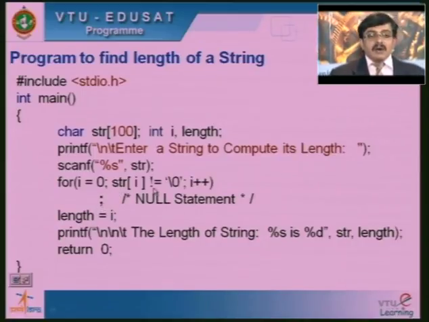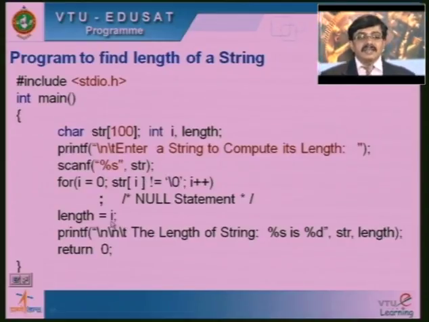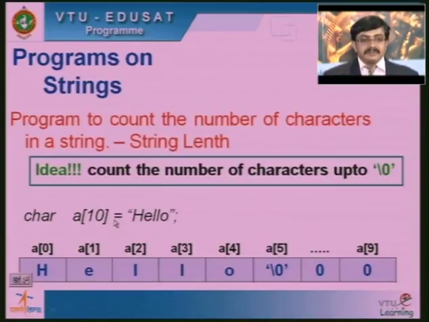Now when I come out of this loop, what happens? When i is equal to the index where we have reached the null character, the value of i itself will hold the length of the string. So I assign length equal to i. In the previous example, when i is 0 it is H, when i is 1 it is E, and when i is 2 it is L.